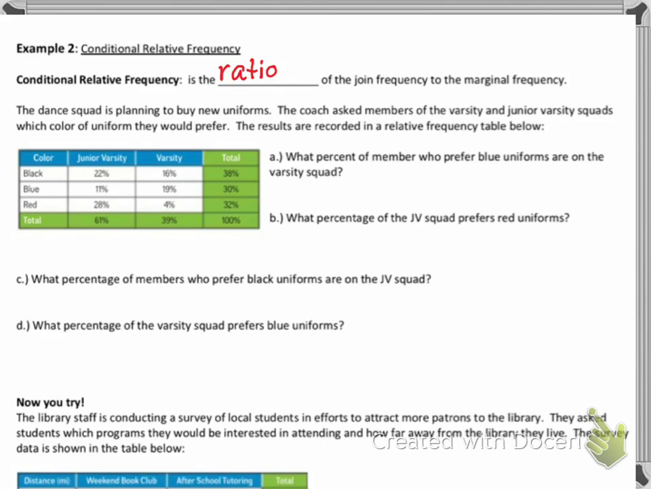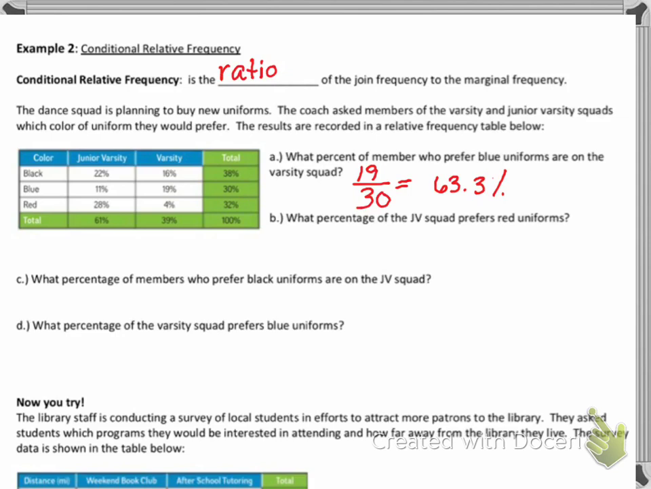And we're going to, I'm sorry, I reread that. Let me read this. So it says what percent of those who prefer blue. So I'm going to look at this row. That's a total of 30, right? 30%. So of that 30%, how many are on the varsity squad? So that'd be 19. And so I'm going to divide that ratio of 19 to 30 and multiply it by 100 and get 63.3%.